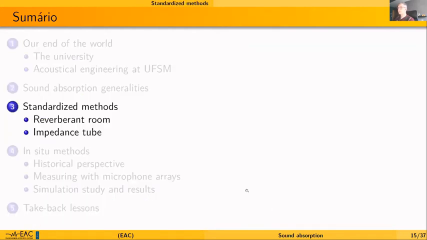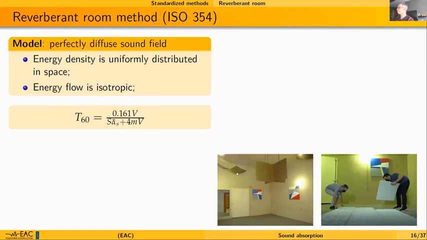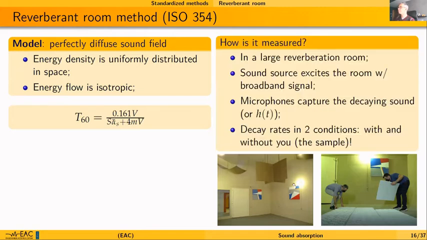So what can I say about the standardized methods? The reverberant room method is based on the ISO 354. It is to measure the sound field in a reverberant chamber. Typically, we measure in two conditions, with and without the material. It assumes that we have a perfectly diffuse sound field, meaning that the energy density is uniformly distributed in space.